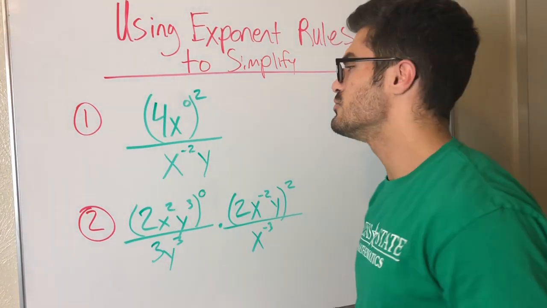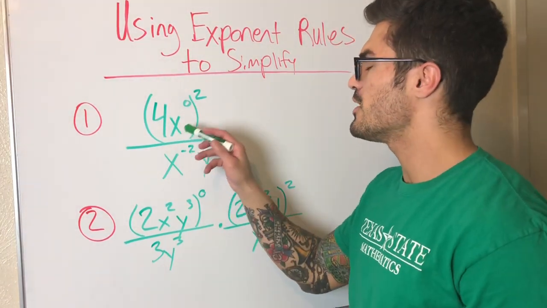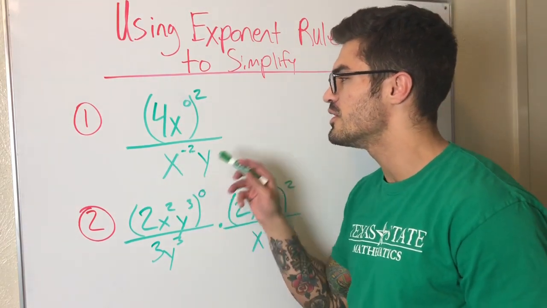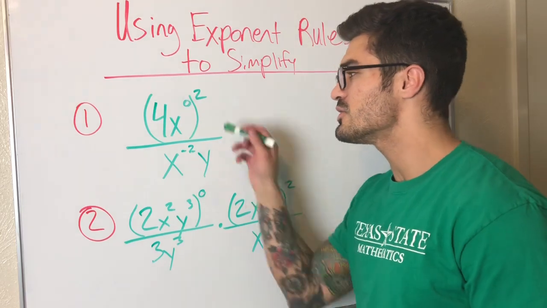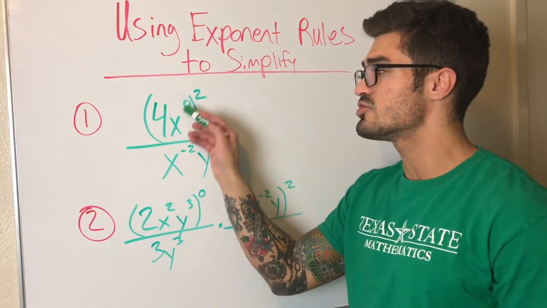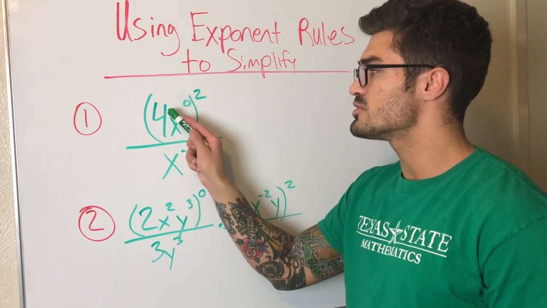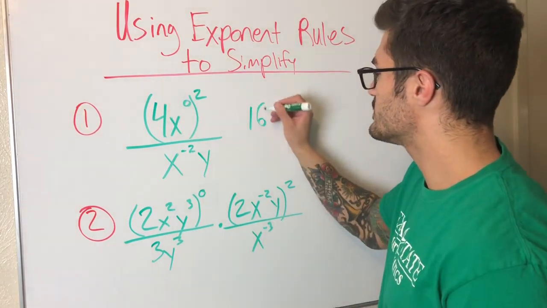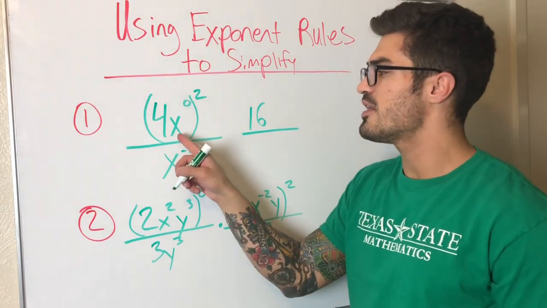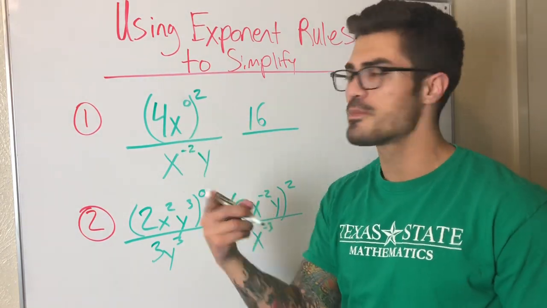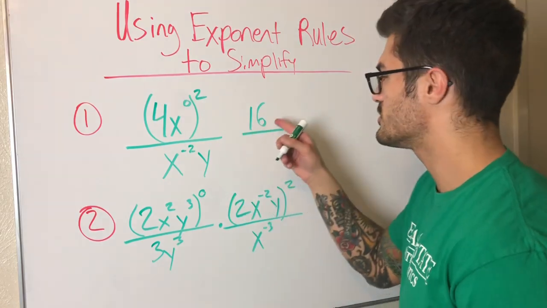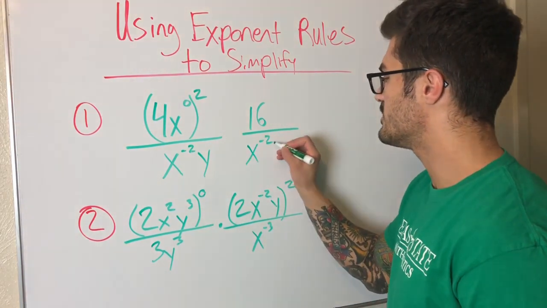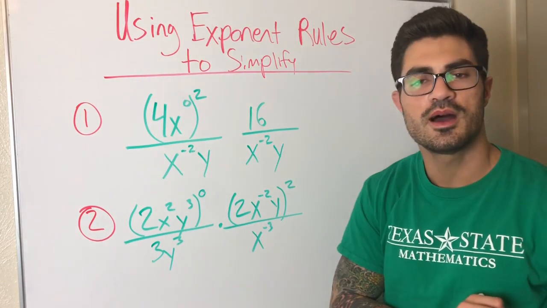Alright, so let's go ahead and knock out 2 more examples. What do we have here? We have 4x to the 0 power squared, and that's all over x to the negative 2 times y. So let's start with the top. This 2 is actually going to distribute, right? The 2 goes to the 4, so 4 becomes squared. That's going to give us our 16 on top. But what do we have here? x to the 0 is just 1, and 1 squared is just 1, so it's really just 16 on top. And on the bottom is still x to the negative 2 times y.